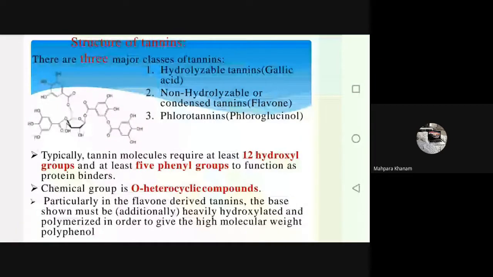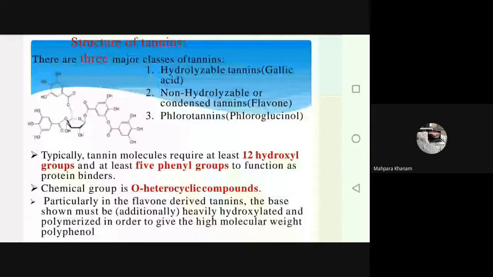So what is the example of a hydrolyzable tannin? Gallic acid. Gallic acid has got antioxidant activity as well. Whenever we try to express antioxidant activity, we express it in terms of gallic acid, apart from other compounds. The next one, non-hydrolyzable tannins, include flavones, and the phlorotannins include the phloroglucinols. Now typically the tannin molecules require at least 12 hydroxyl groups and at least 5 phenyl groups to function as protein binders. And the chemical group is the ortho heterocyclic compounds.